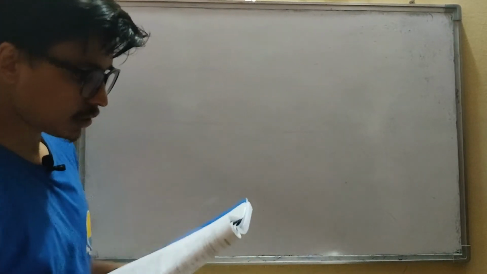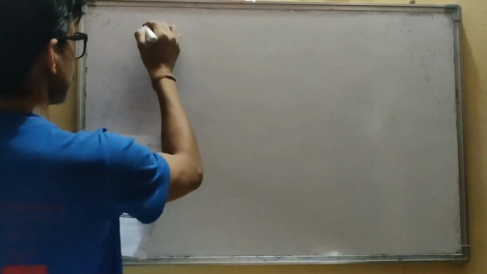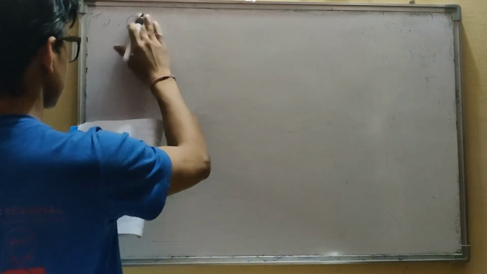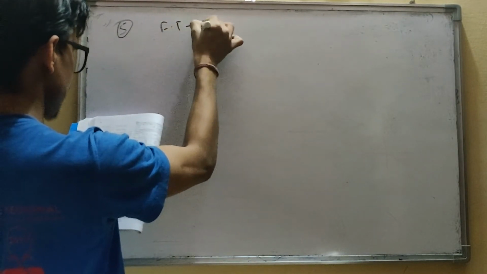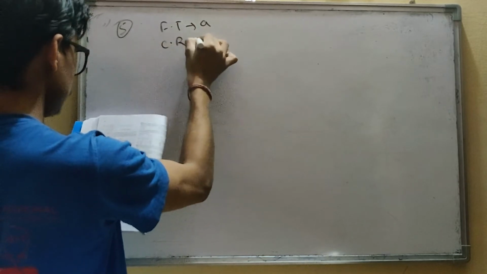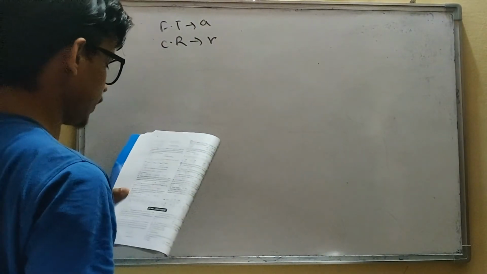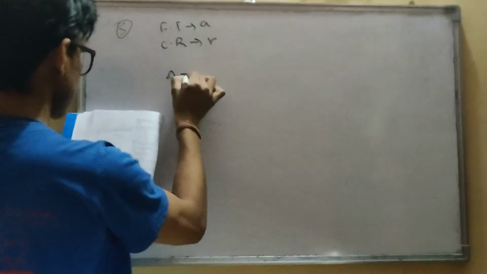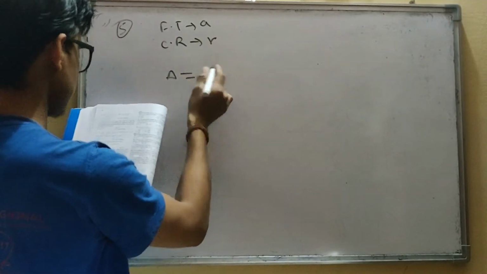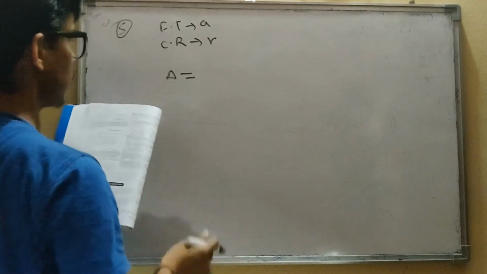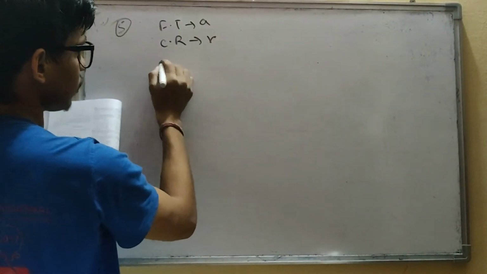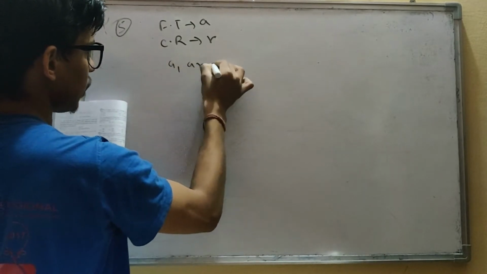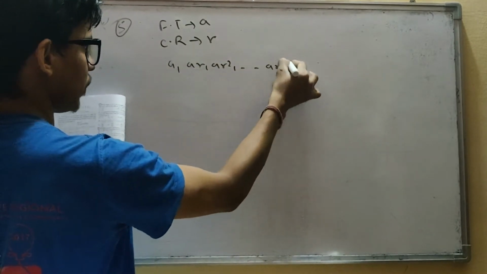So the next question is question number 5. Let there be a GP whose first term is A, and the common ratio is R. A and H are the arithmetic mean and the harmonic mean respectively of the first n terms, right? So if the first term is A and the common ratio is R, the n terms will be A, AR, AR square, and so on, up to AR to the power n.